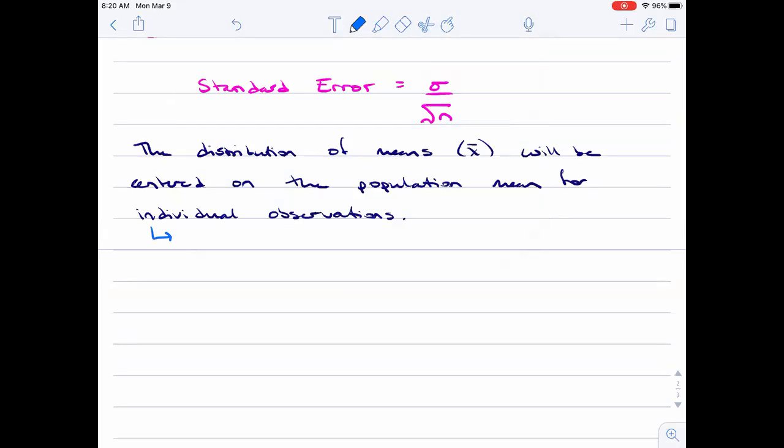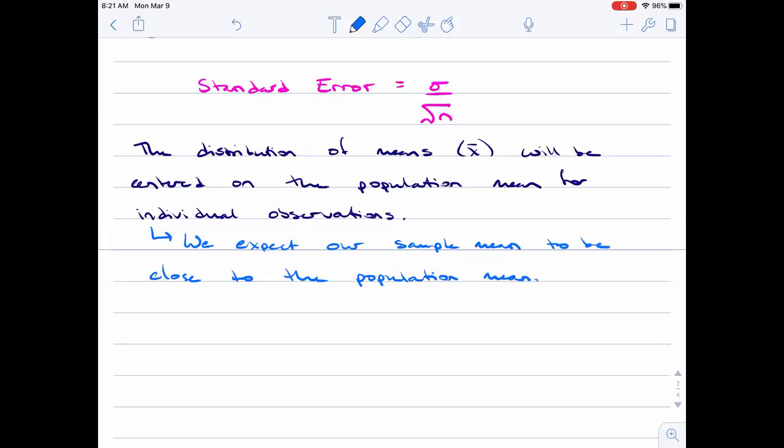We expect our sample mean to be close to our population mean. We expect our sample mean to be close to the population mean. That part is usually not so bad. The next part, though, is that if we're expecting all our sample means to be close to our population mean, that means that we have less variability.